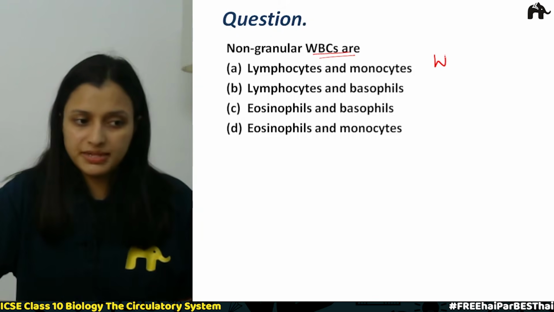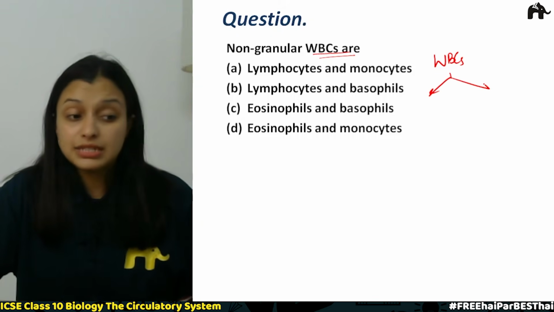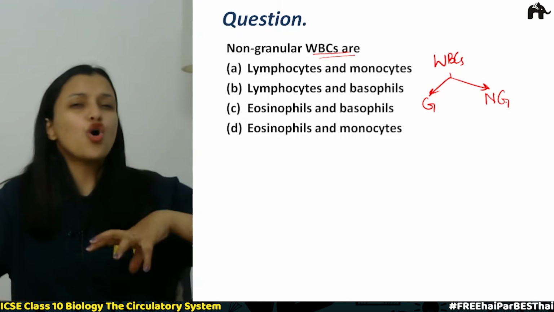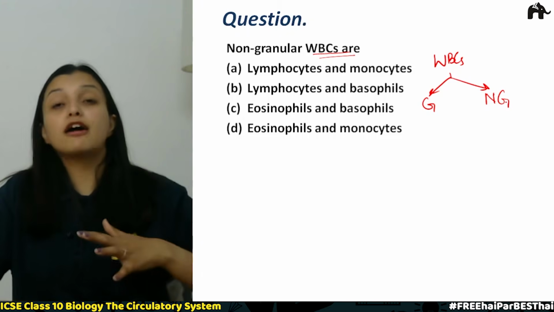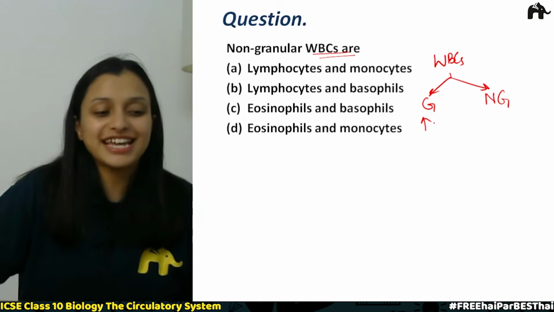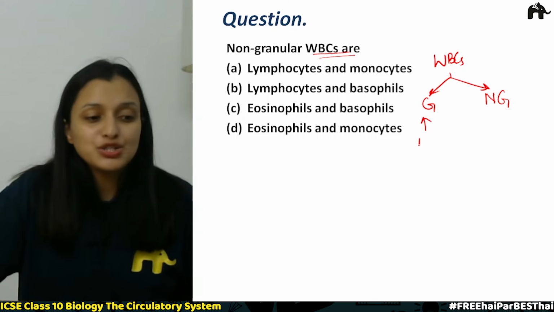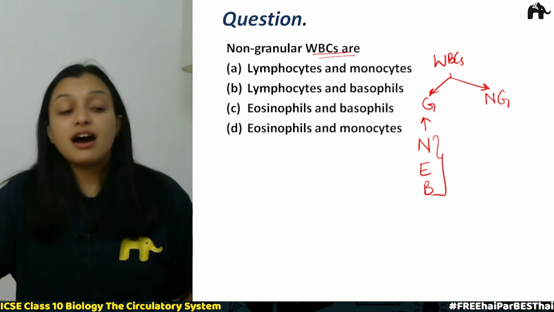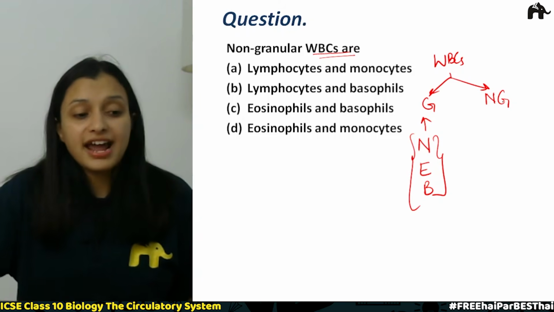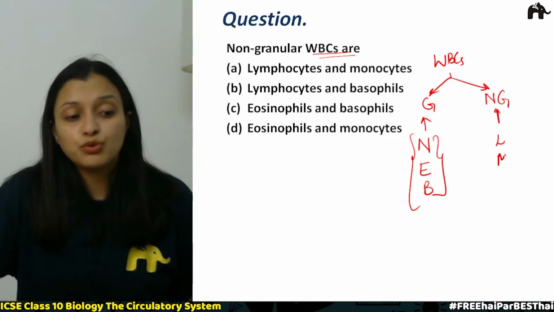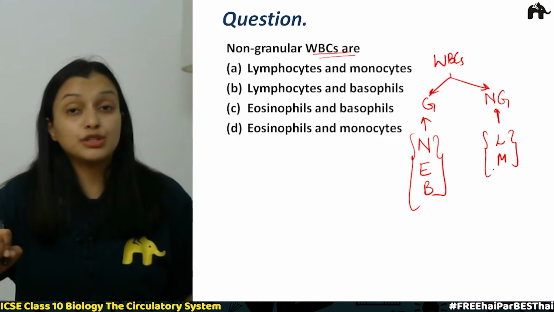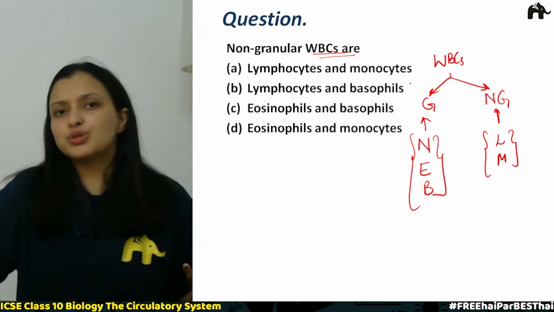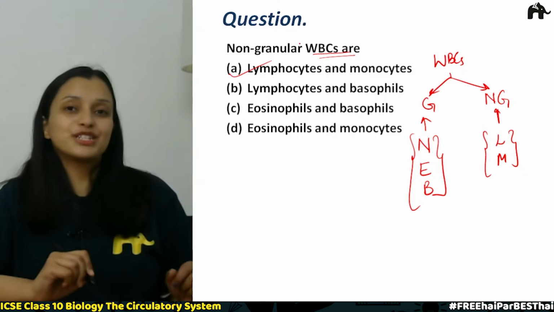Now the next question is non-granular WBCs are. There are WBCs, and we have studied there are two types. One is granular and the other is non-granular. Those which are filled with granules, their cytoplasm is filled with granules. So neutrophils, eosinophils and basophils, NEB, are granulocytes, whereas lymphocytes and monocytes are non-granular. Their cytoplasm does not have granules. So what is going to be the correct option over here? A is going to be the correct option.